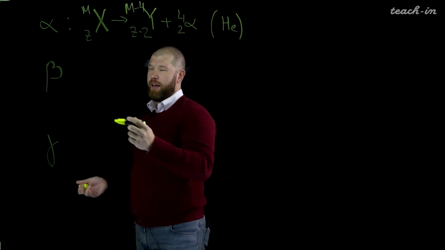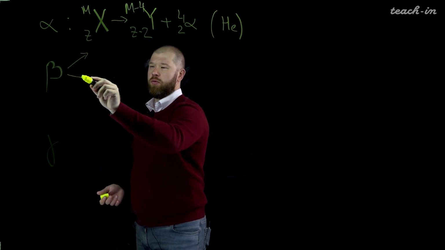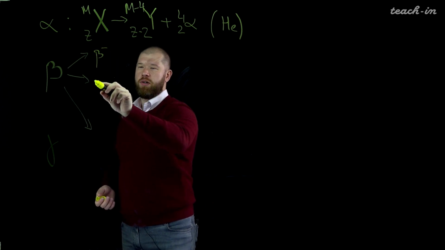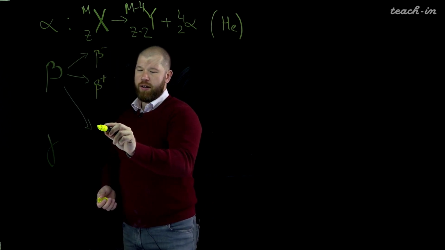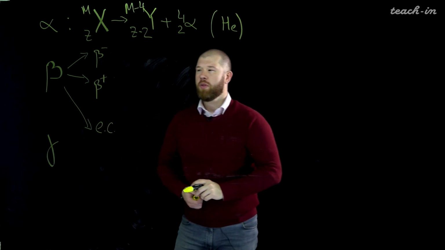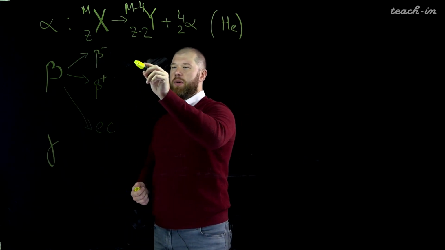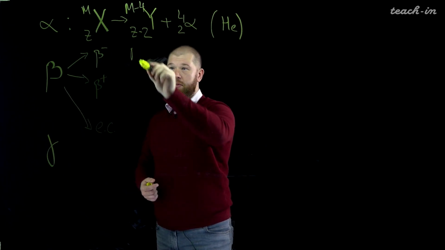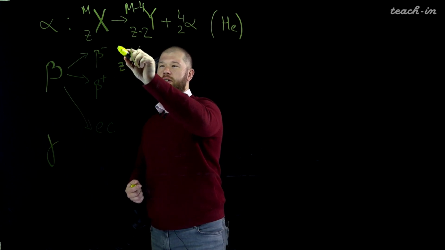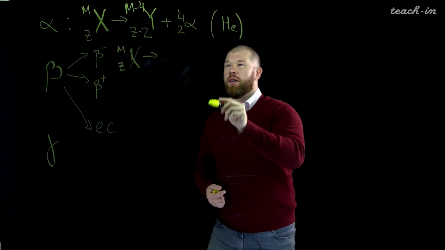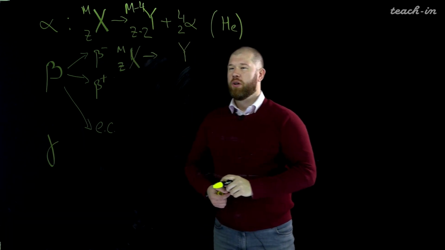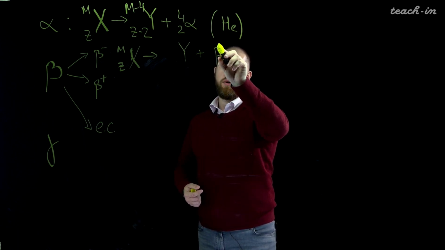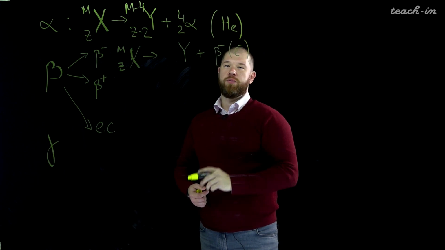Beta decay. Actually, it is 3 types of decay. It is beta minus decay, beta plus, and the electron capture. And beta minus means that if we have, let's say, again, the radionuclide X, Z, M, we produce radionuclide Y, and the beta minus particle. And the beta minus particle is actually just an electron.